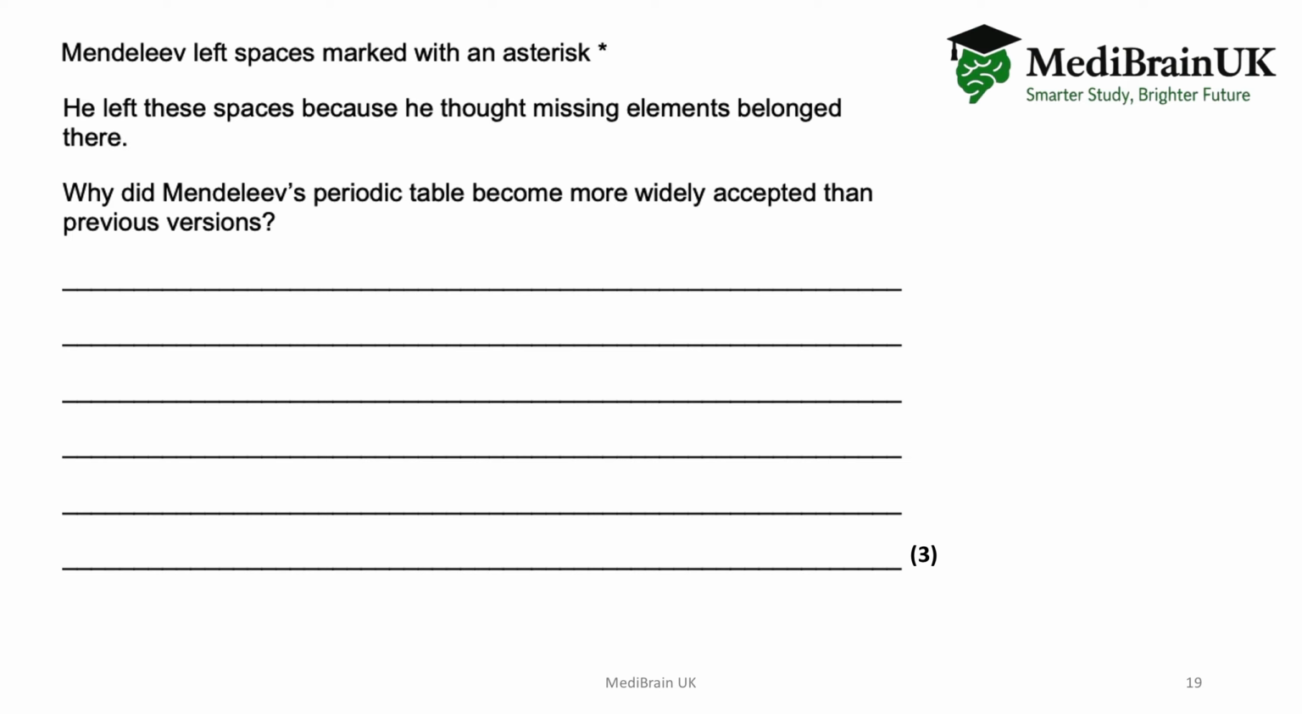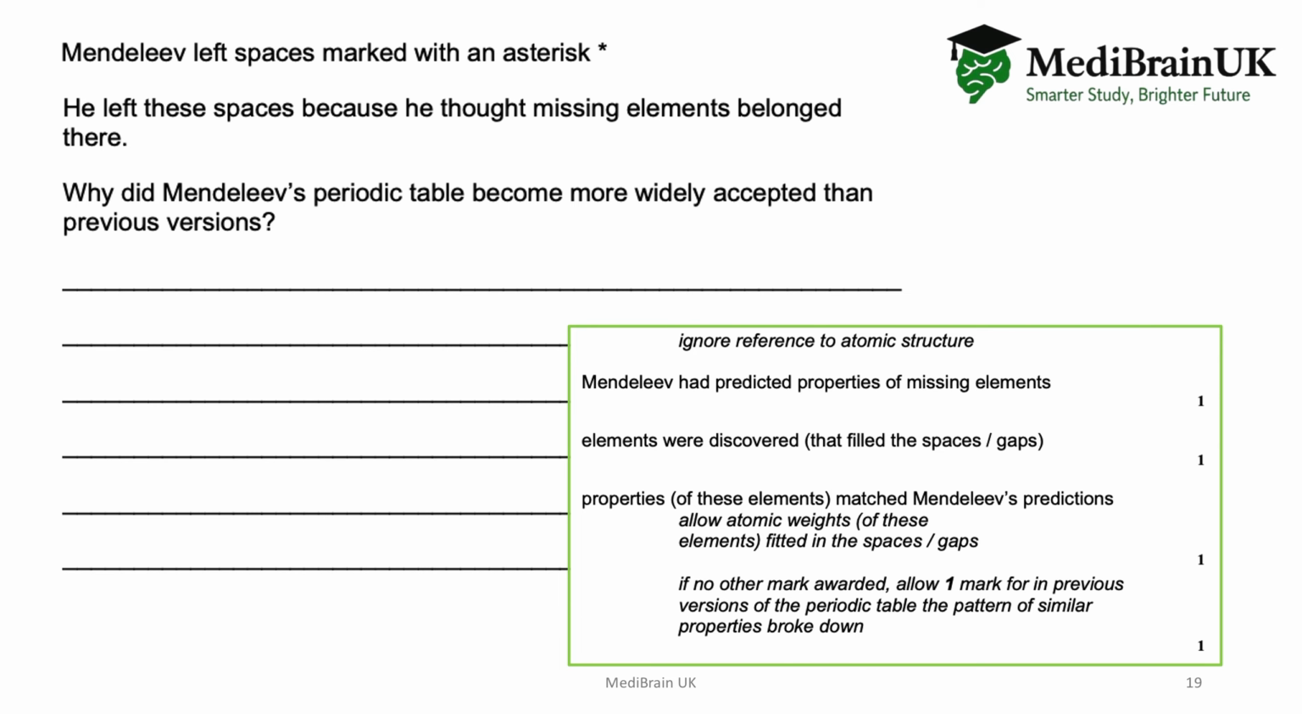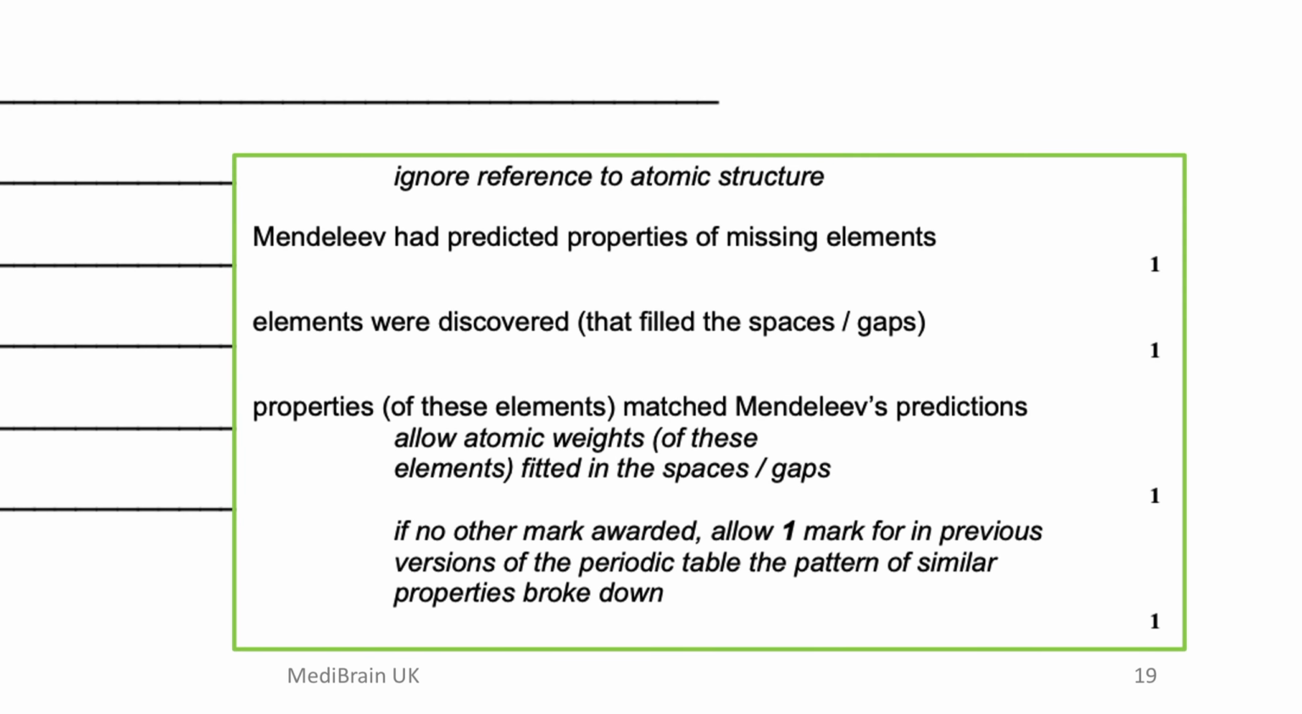So remember, Mendeleev left gaps. He predicted the properties of the elements that are meant to go in that gap, and when the element was discovered, the element matched the properties that he predicted. Because his predictions were coming right, that's why it became more widely accepted than all the previous versions of the periodic table that have come about. So again, putting this into words, it says Mendeleev had predicted the properties of the missing elements. The elements were discovered, and then the properties which Mendeleev predicted matched the properties of the element which had been discovered. That's where your 3 marks are coming from.